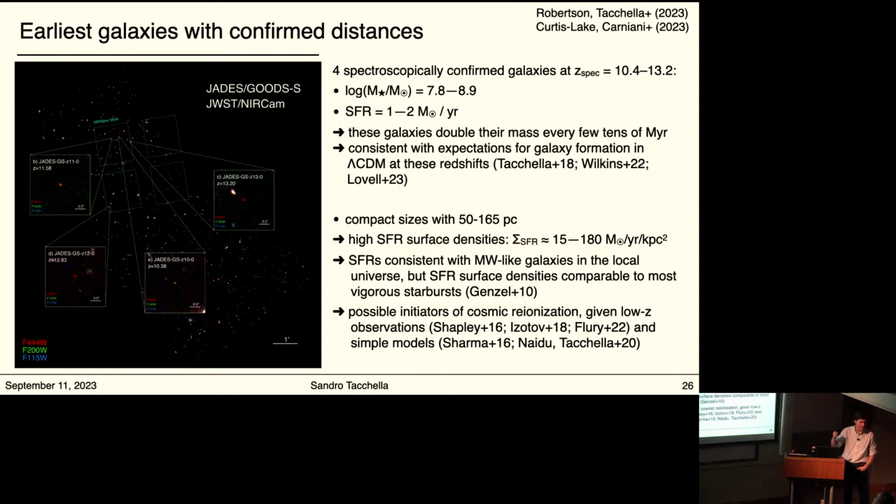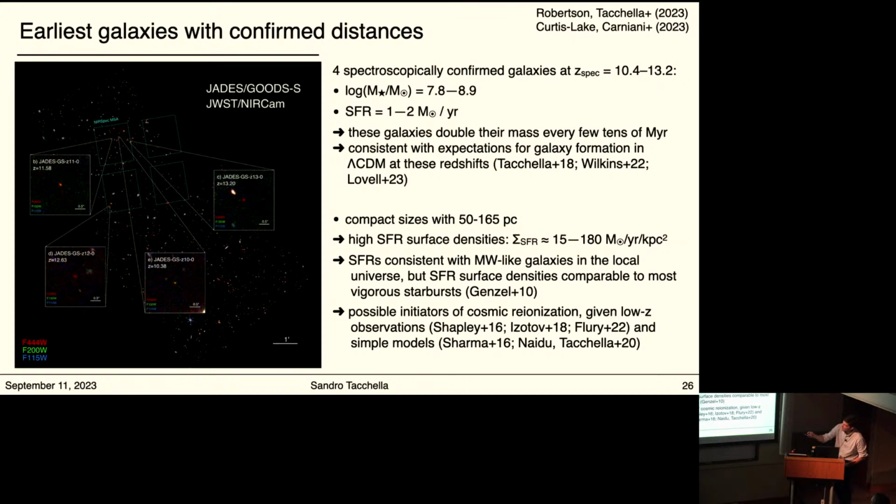So again, when you think about the star formation, this is very similar to what we see in Milky Way-like galaxies. And given these masses, you can look at the specific star formation or the mass doubling timescale, and you see that these galaxies are roughly doubling their stellar mass every few tens of millions of years. And overall, this is not crazy. This is very consistent with what you expect from simple lambda CDM cosmological models, simple simulations or analytical models.